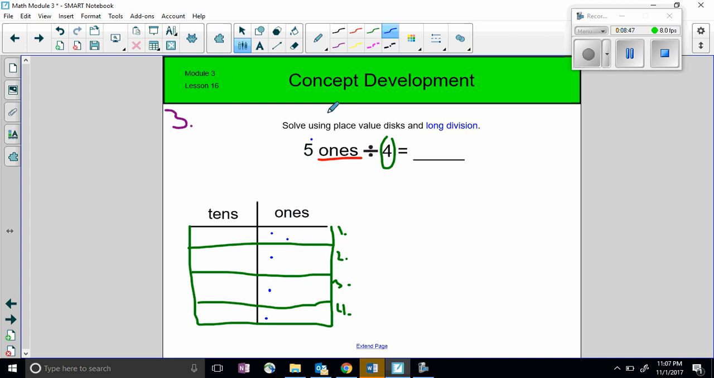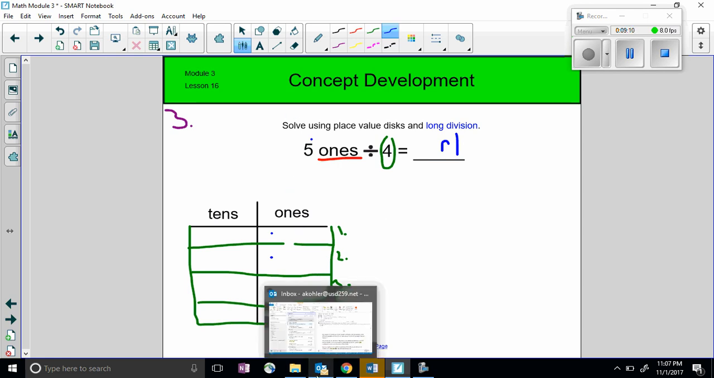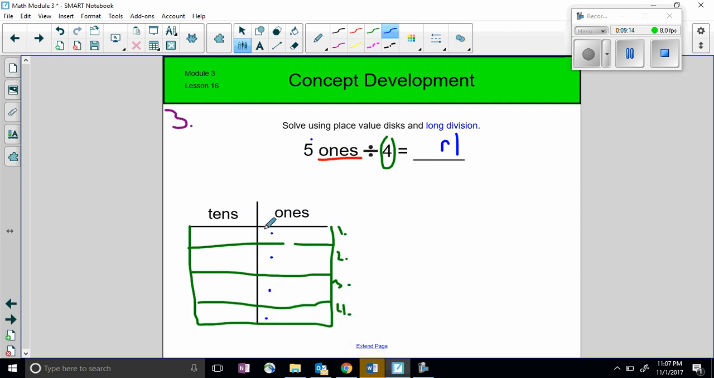Uh-oh. Something's wrong. Can you figure it out? You got it. This group 1 has too many. And I can't put it in any of the other groups because then the other groups would have too many. So I know that I had a remainder of 1 because it couldn't go in any of the groups. It's that substitute. It's that player that's waiting for his turn on the field. Well, how many is in each group? 1. So it's 1 remainder of 1.